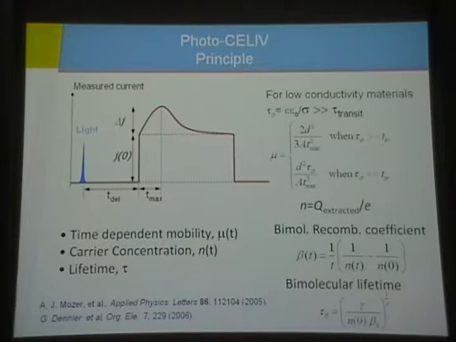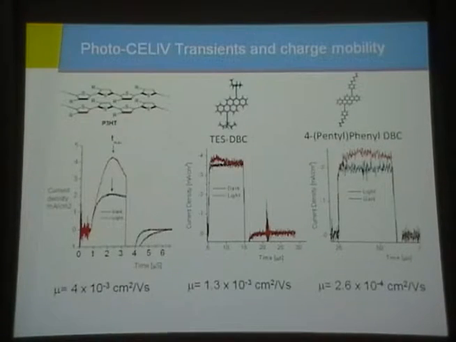But before I go to blends of the films, I want to show you some of the studies we did on pristine films. So these are not the best photo-CELIV transients, but this is the pristine P-phase device, and so photocurrent is a function of time. This is the measurement under dark, and this measurement under light. And under the dark, there seems to be some kind of charge extraction.